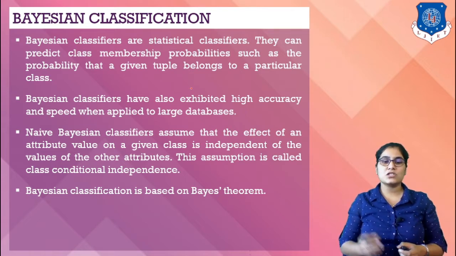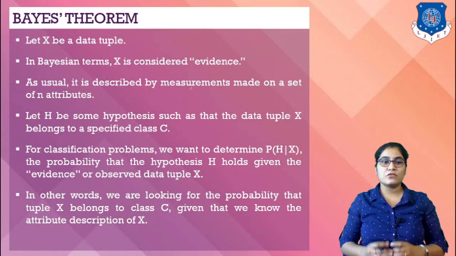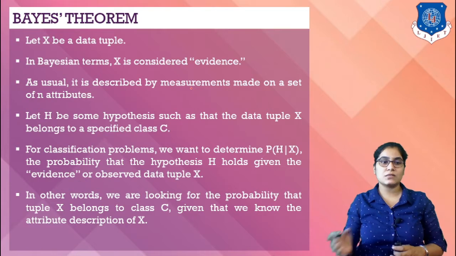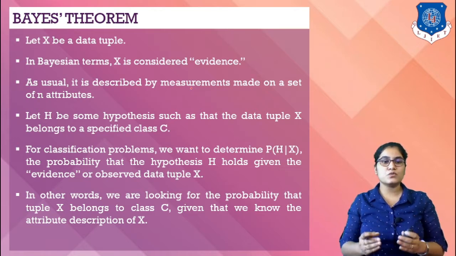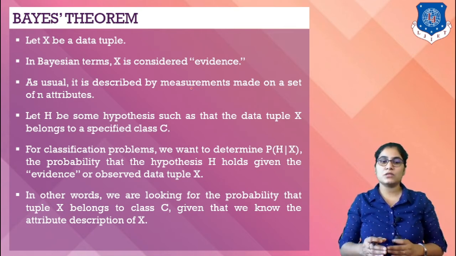Bayesian classification is based on Bayes' theorem. So let's understand what Bayes' theorem is. But before understanding Bayes' theorem, we first need to be familiar with the basic notations. Let's assume that X is a data tuple. In Bayesian terms, X is considered evidence. As usual, it is described by measurements made on a set of n attributes. Let H be some hypothesis, such as that the data tuple X belongs to a specified class C.